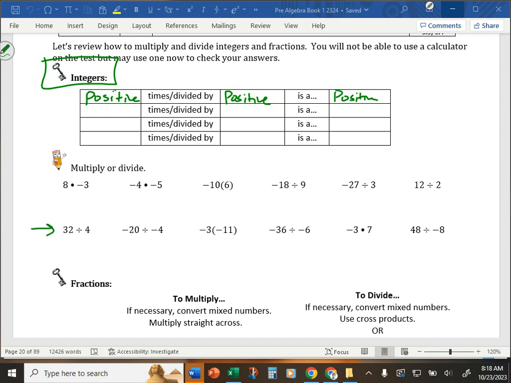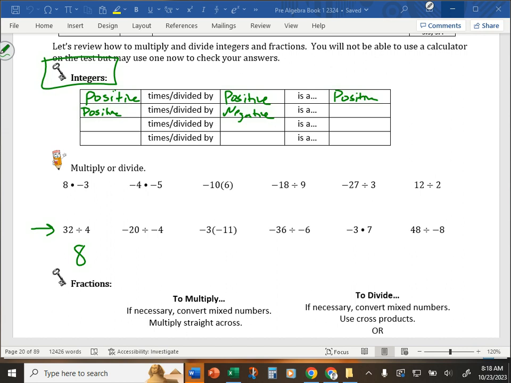What's 32 divided by 4? 8. Positive 8, right? Those math facts that you started getting drilled in your head in 3rd grade and 4th grade and hopefully have a good handle on by now. Okay? If you, however, have a positive multiplied or divided by a negative, what's the sign of your answer going to be? A positive times or divided by a negative.